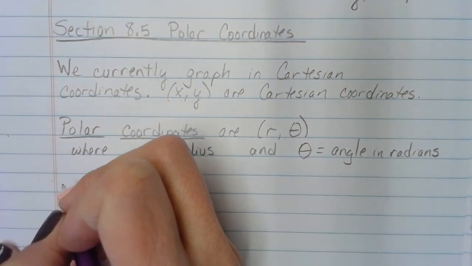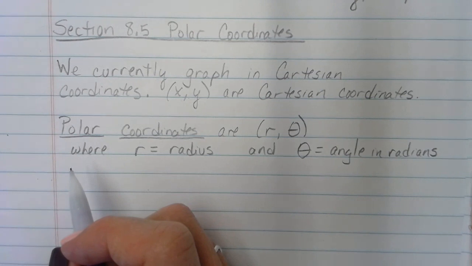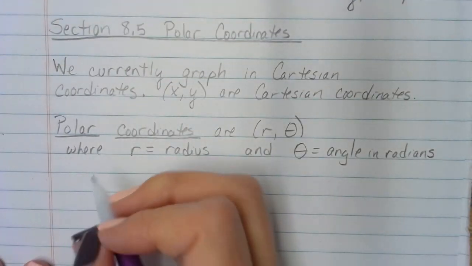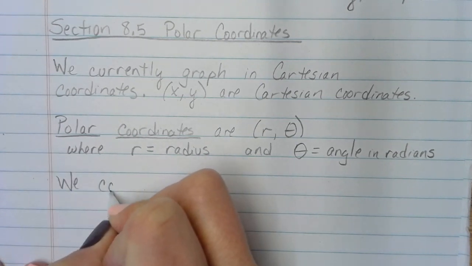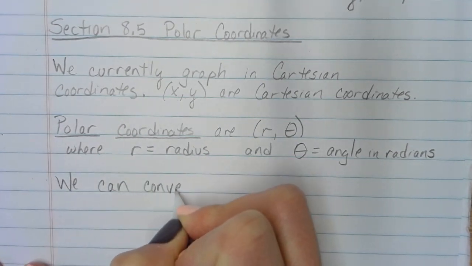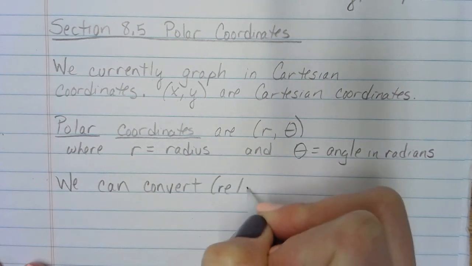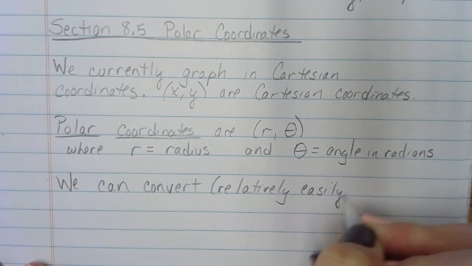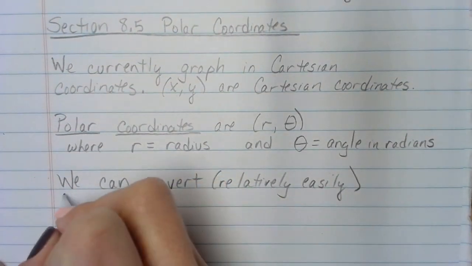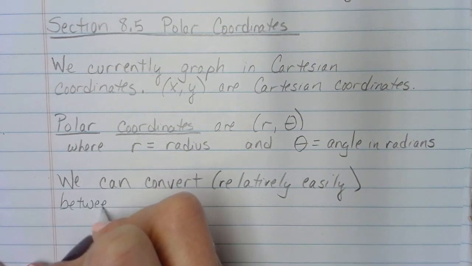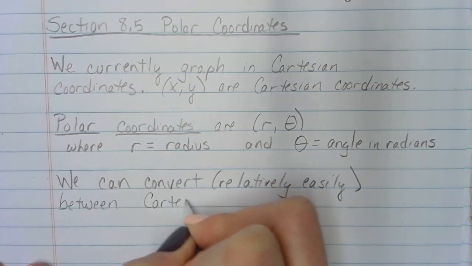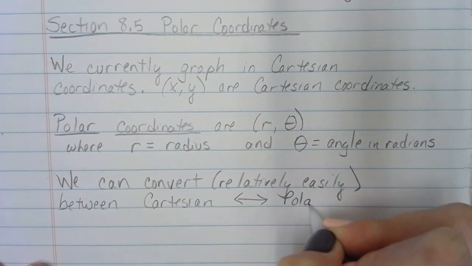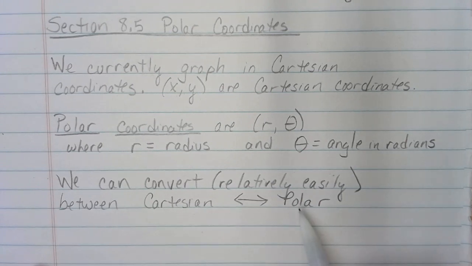We can actually convert, sorry if that's a little blurry. Hopefully that's better. We can convert, and I'm going to put relatively easily, between Cartesian and polar. So we can be given Cartesian coordinates and go to polar.